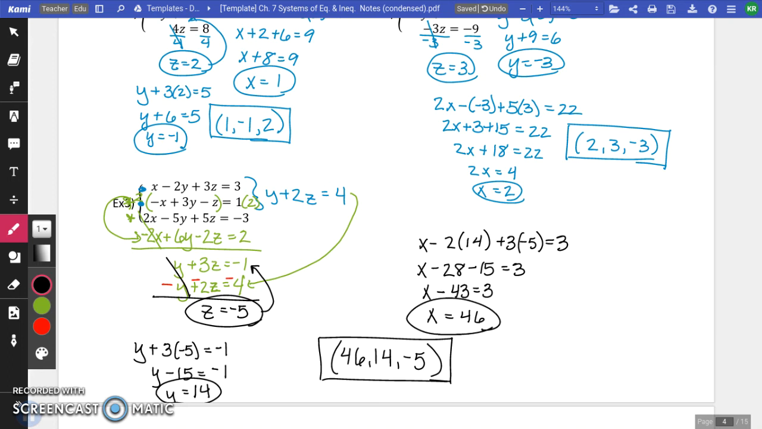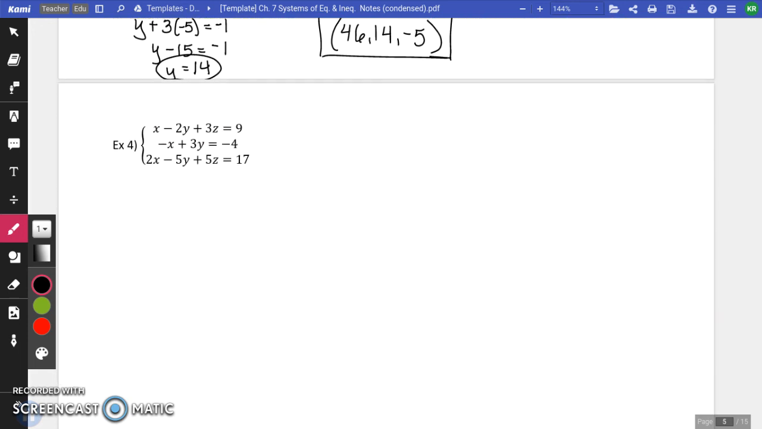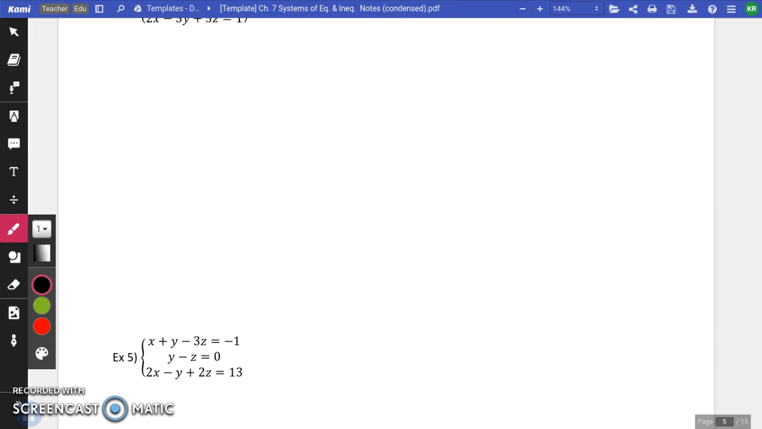But you don't have to. It doesn't matter which variable you get to cancel out first, and it doesn't matter which variable you have at the end that you solve for first. You just work your way back up the system. Okay, so let's do another one so you can see this a couple more times.